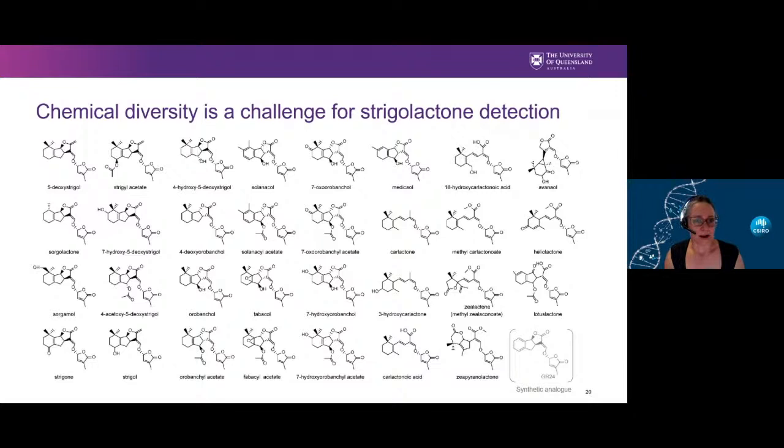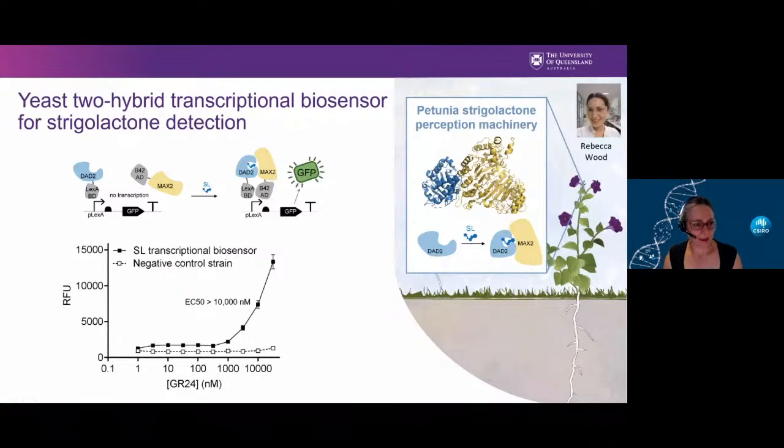We started by building biosensors for these after we reconstructed the pathway. And Rebecca Wood, who was working on this project, decided that she would build a classical yeast two-hybrid transcriptional biosensor for strigolactone detection. And that involves taking the strigolactone perception machinery and engineering it into a yeast two-hybrid system, fairly straightforward, with green fluorescent protein as a reporter. And it worked. But it wasn't very sensitive. And at the time, we were looking for more sensitive and direct ways that didn't involve all the steps between transcription and translation and readout. So we wanted a more direct mechanism using protein-based sensors.